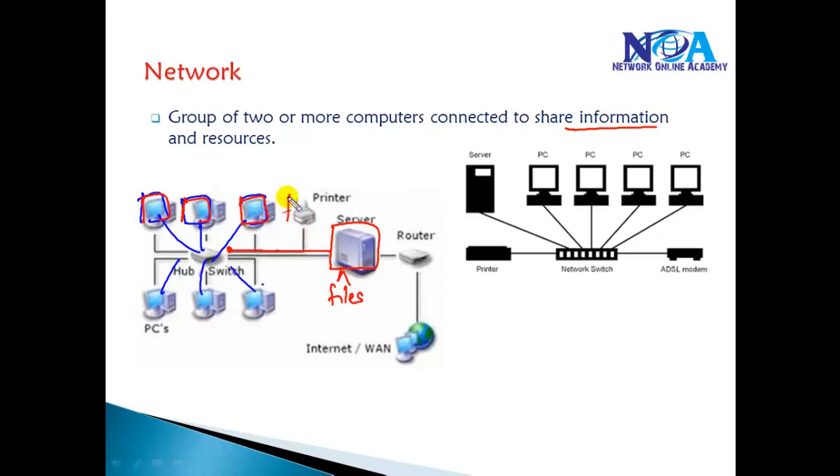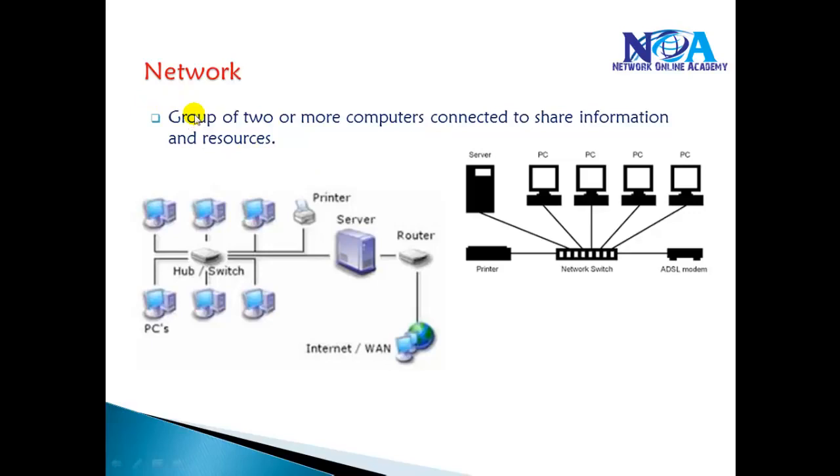Now resources means, let's say you have a printer here and I want to ensure that all the devices in the LAN should be able to access this printer. I'm not going to connect a separate printer for each and every device; I'm connecting it in the LAN and we can share the resources as well. Resources can be a printer, or the space of the hard disk of any one of the computers where we are storing all the files, or any other resources. So the main reason for building a network is that we can share the information and the resources.